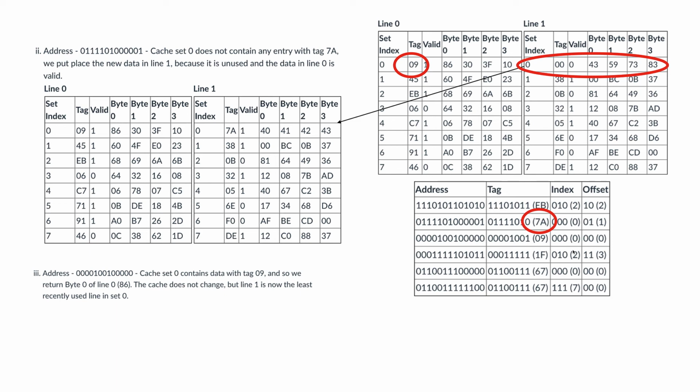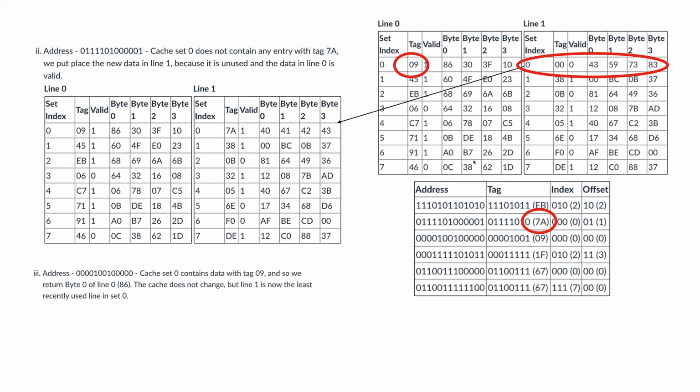And the third memory address is still set index 0, and we access tag 09. We know 09 is valid, right? And we do have tag 09 here. Then we access offset 1, so this byte, the 30. Then we return byte 0 of line 0. The cache does not change, but line 1 is now the least recently used line in set 0.